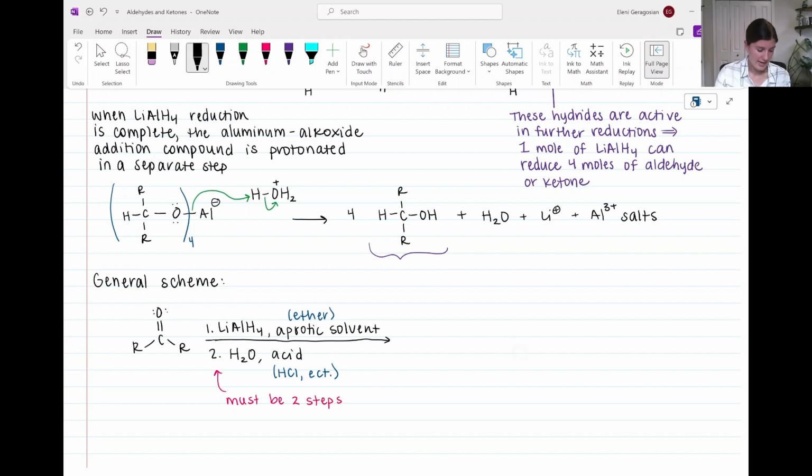And then in the end, we form an alcohol product. So the carbon is still bonded to 2 R groups. The oxygen, the carbonyl oxygen, is an alcohol, and a hydride was added to that carbonyl carbon. So this is the reduction with lithium aluminum hydride.